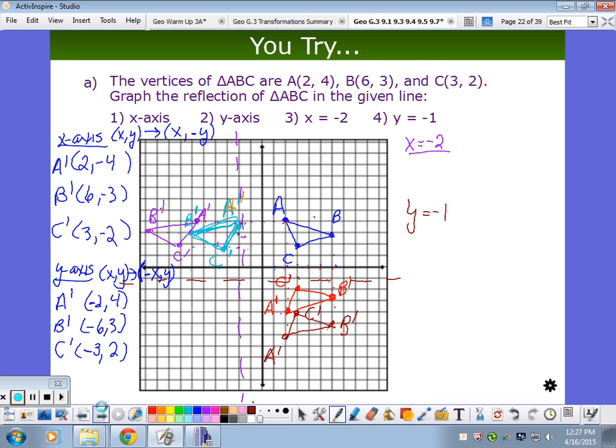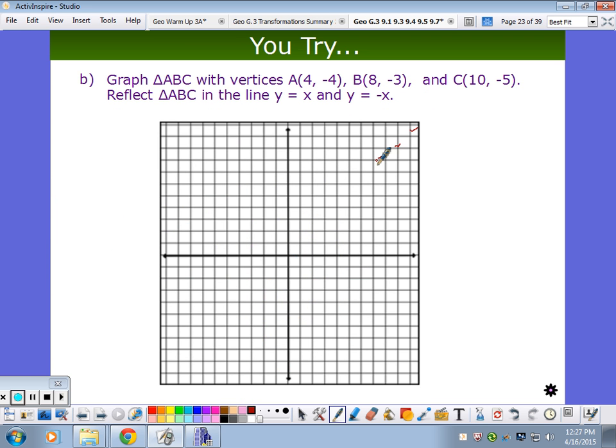The y equals x, again, I like sketching what I'm doing. It's always nice. This one I'm looking at y equals x. So what's the rule for y equals x? They swap, right? The x's and the y's swap. So when I do my A prime, B prime, and C prime, they are going to swap. I guess I should graph the original one.